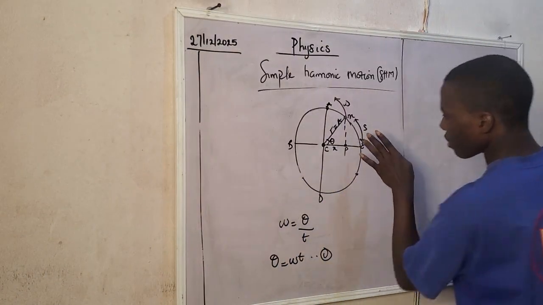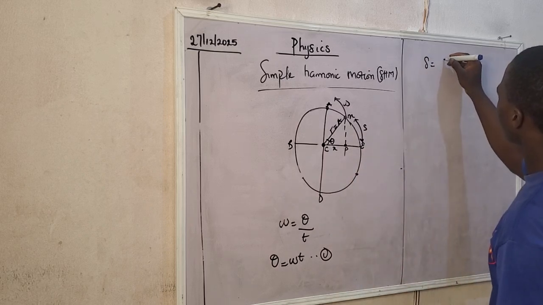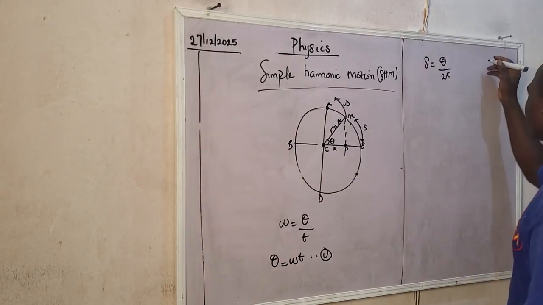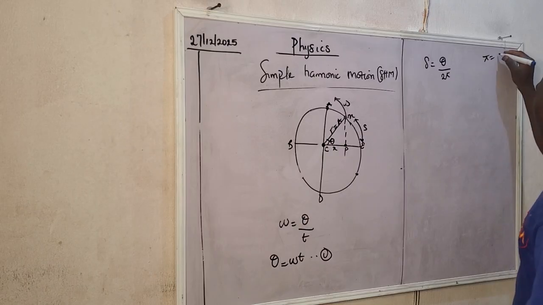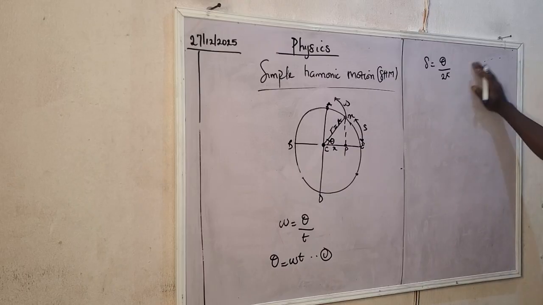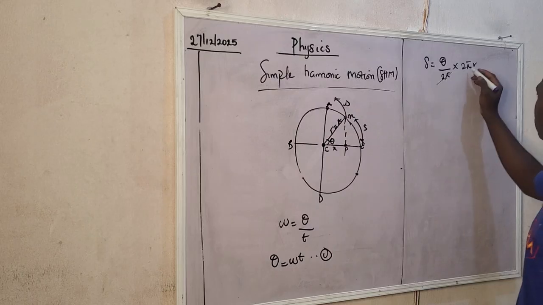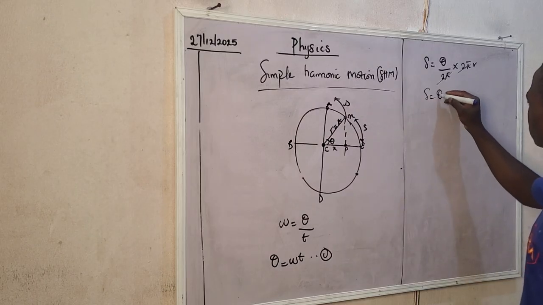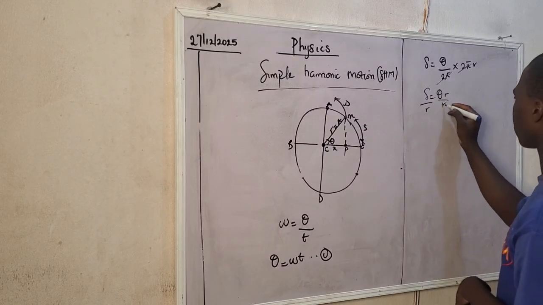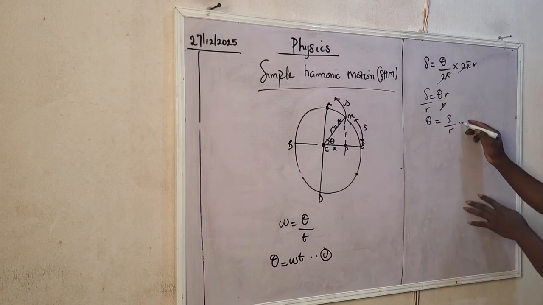Now, what is the length of the arc? The length of an arc is equal to theta over 2 pi times 2 pi r. Pi is equal to 180 degrees, so 2 pi is 360 degrees. The 2 pi cancels, and S is equal to theta r. Dividing both sides by r, theta is equal to S over r. Let's call this equation 2.